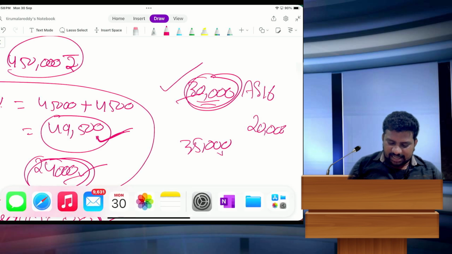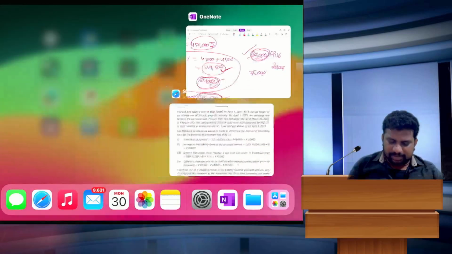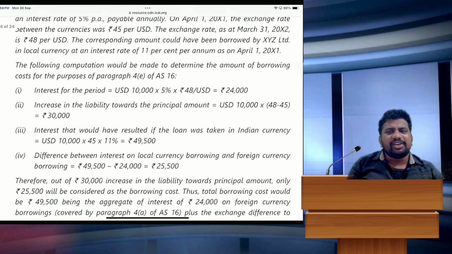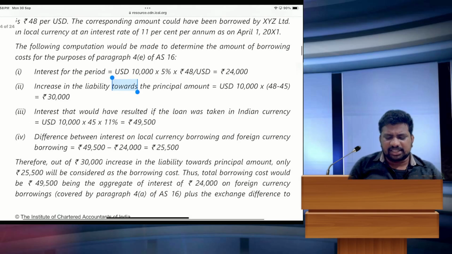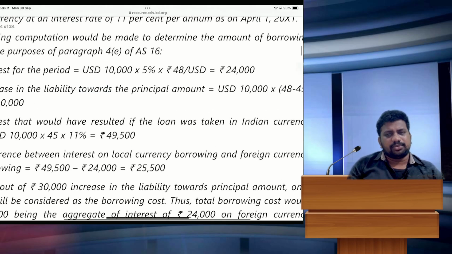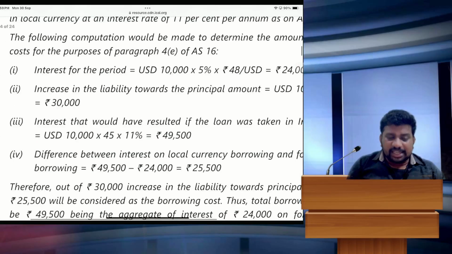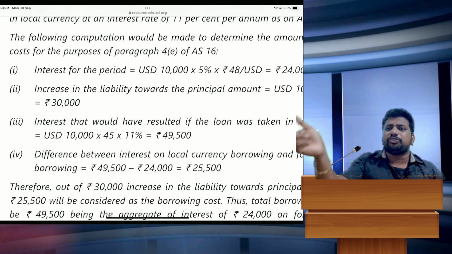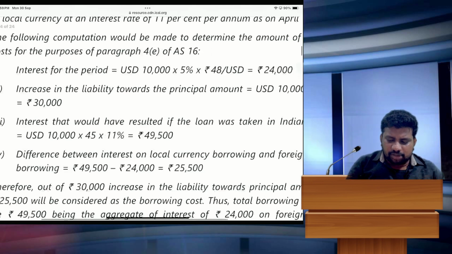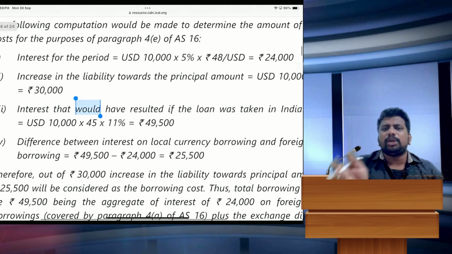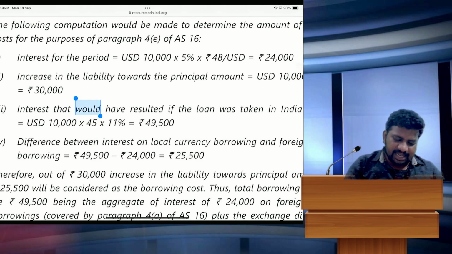I hope this is clear. So once again, get back to the solution from the material. See what it is saying. Interest for the period I am paying is 24,000. Simple. Loan amount $10,000 into 5% comes to 24,000 by multiplying with the rate on 31st March. And what is the increase in liability? Simple, we can do it on the 10,000 principal amount. It changes from 45 to 48. So 3 rupees difference. So 3 rupees into 10,000 is a total of 30,000. Now out of this 30,000, we need to do the breakup. How much is AS 11? How much is AS 16?